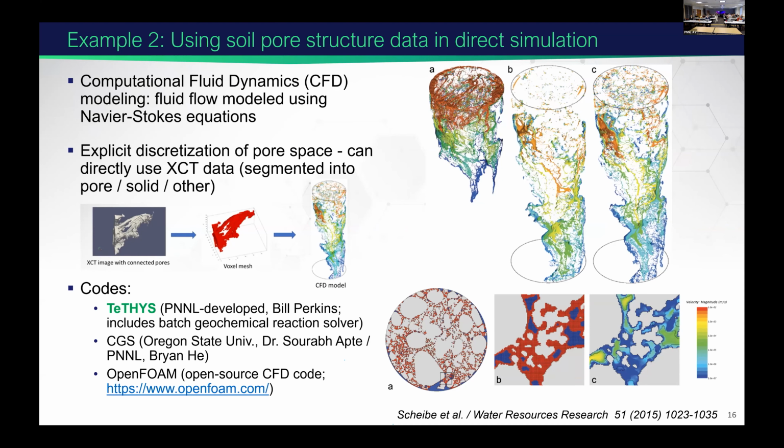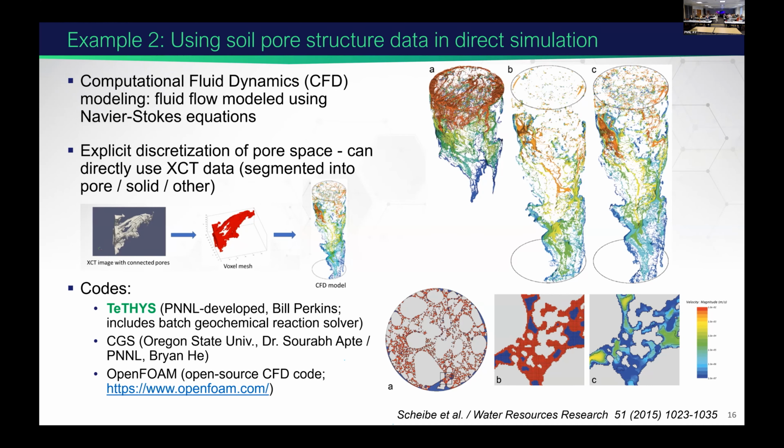Another example is using CT data in models. So the pore space data can be converted into a voxel mesh, which is then used in flow and transport simulations, such as computational fluid dynamics modeling. This example shows how this data can be converted into a mesh, which is then used in a CFD calculation to simulate multi-phase flow. In this case, flow through a soil core.